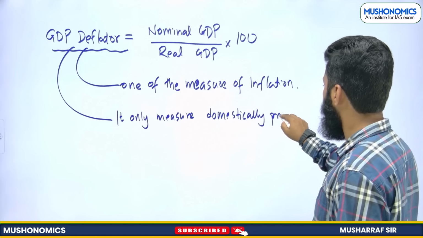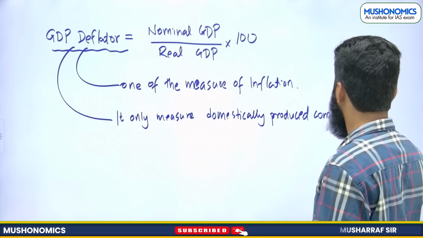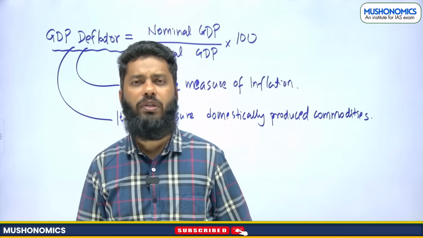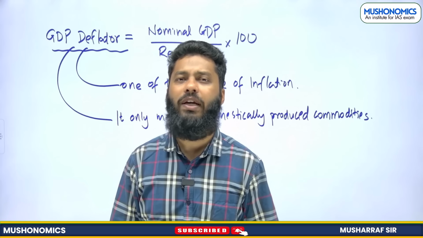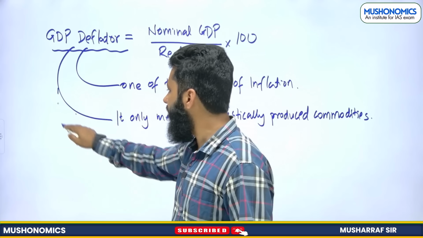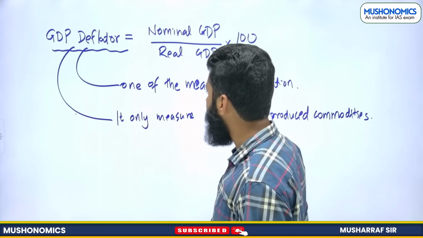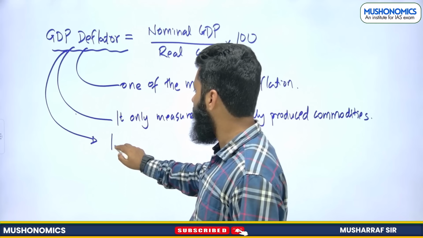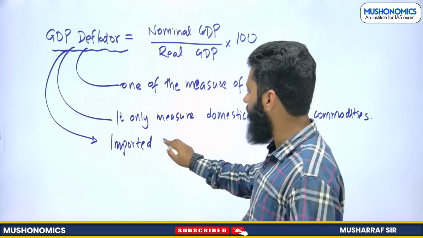Domestically produced commodities. But in the economy, we are not only using domestically produced commodities. We are also using imported commodities, right? But GDP deflator does not take into consideration what? Imported commodities. So imported commodities are not taken into consideration.